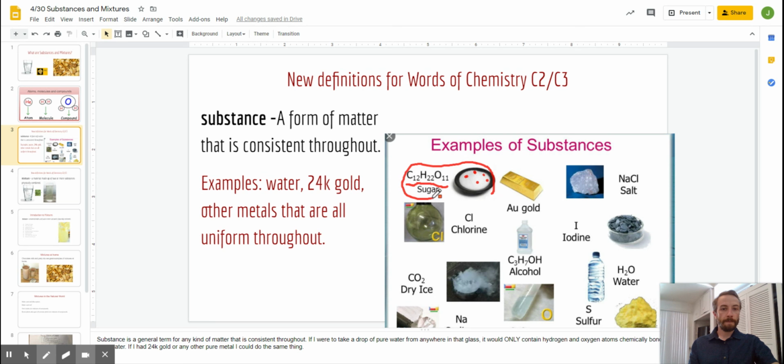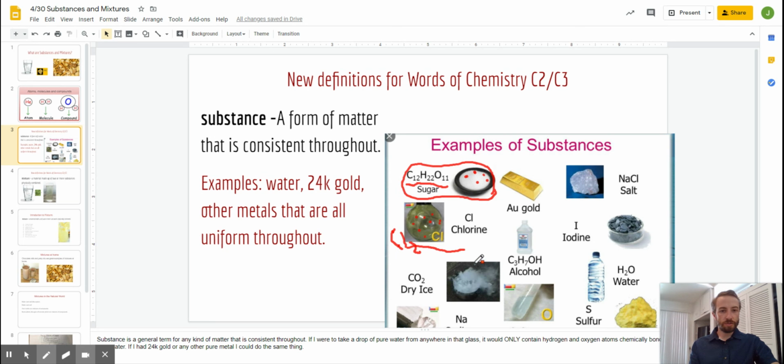It's sugar. The same could be said about chlorine gas. So this is a beaker of chlorine gas, and as long as I were to pull an atom from anywhere in this container, there's no other gases mixed in there, and I compared it against another molecule of chlorine gas, and the formula for chlorine gas is Cl2. As long as they're the exact same molecule from anywhere throughout this sample, this is called a substance. It's chlorine.